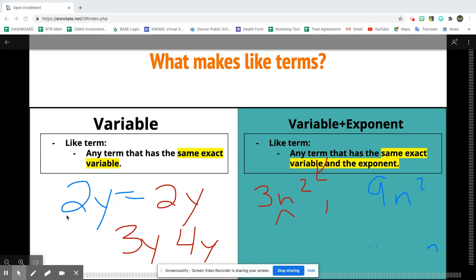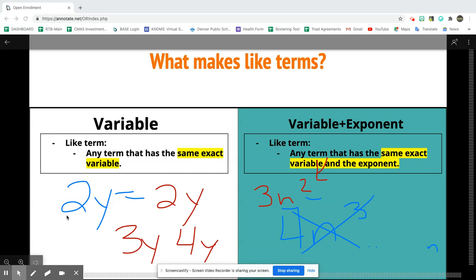And just to repeat, even if they share the same variable, but not the same exponent, they are not like terms. They must have the same variable and the same exponent to be considered like terms. This is the basis, all right? If you can identify like terms, you will be able to do the work today.